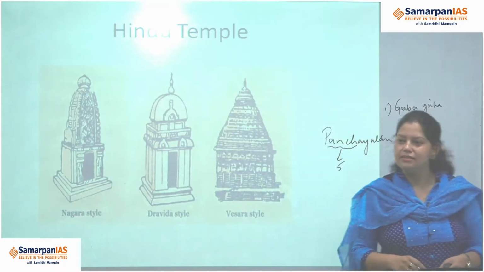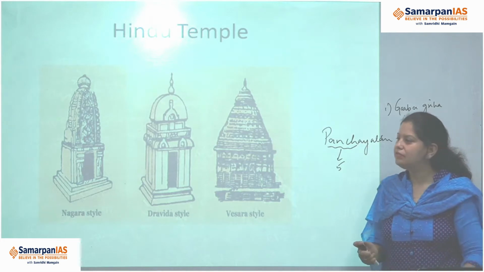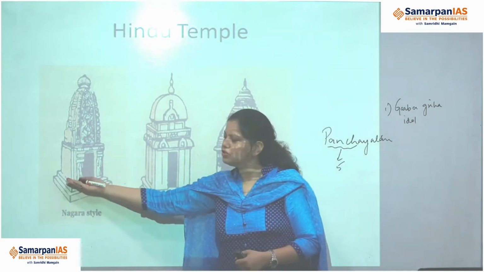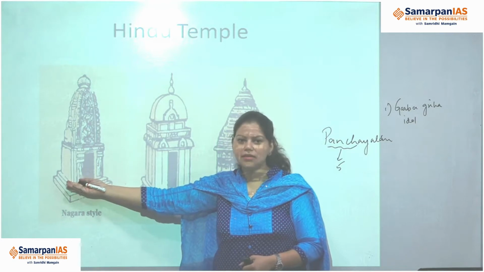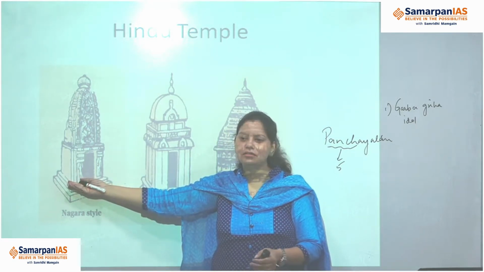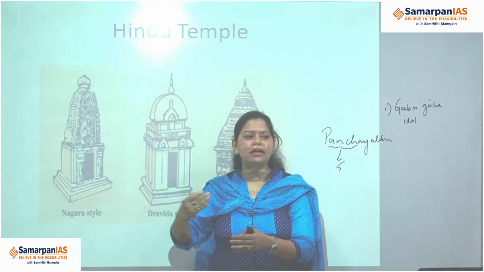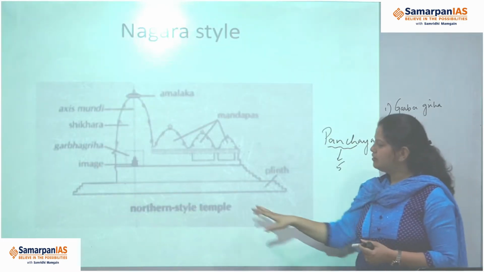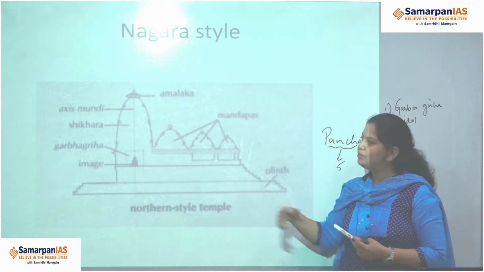So we had discussed the parts of the temple. Then there was Jagati. Jagati means the platform on which the temple was built. And one more thing was the Antarala. That was the area between the Garbhagriha and the Mandap. So this was the Nagar style. We have discussed the parts of the temple.